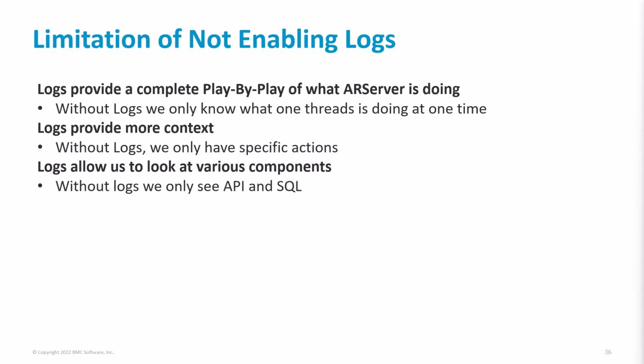The purpose of this webinar was to provide you tools to solve performance problems if you didn't have logging enabled or if you don't want to enable them. But there are certain limitations on what you can do without logs. Logs provide a complete play-by-play of what the AR server is doing. Without the logs, you're not going to get that full play-by-play, and you're only going to see what one thread is doing at a time. Logs provide more context. Without logs, we only have the specific actions that showed up in our tools. Logs allow us to look at various components such as escalation, archiving, and other things. Without the logs, we really only see APIs and SQLs, so we're very restricted on what we see. So there may be times in troubleshooting that in order to solve it, you simply have to enable logs.